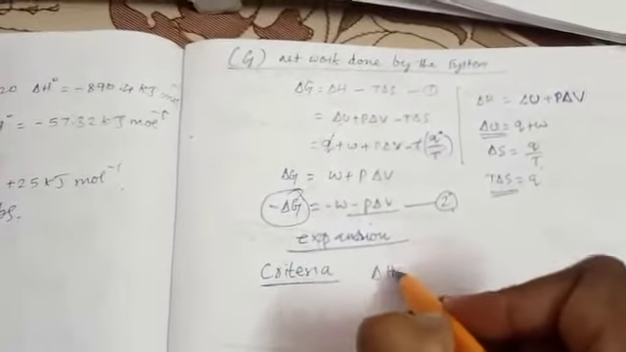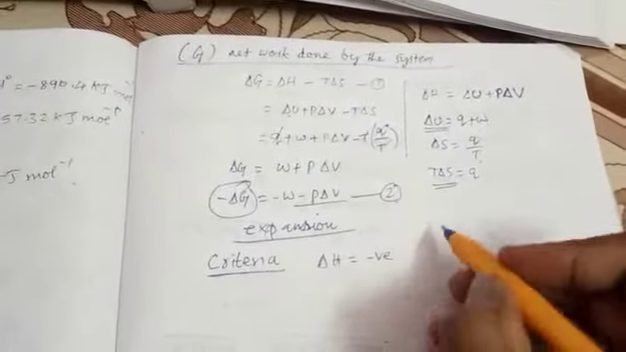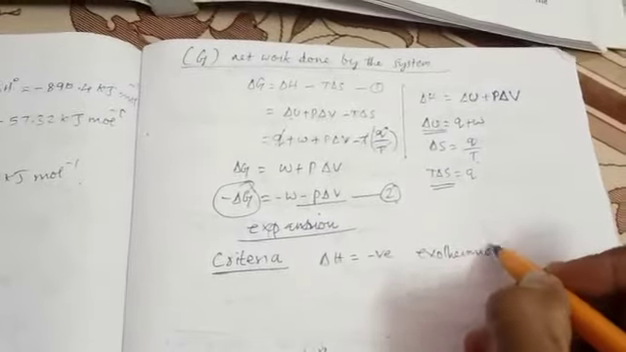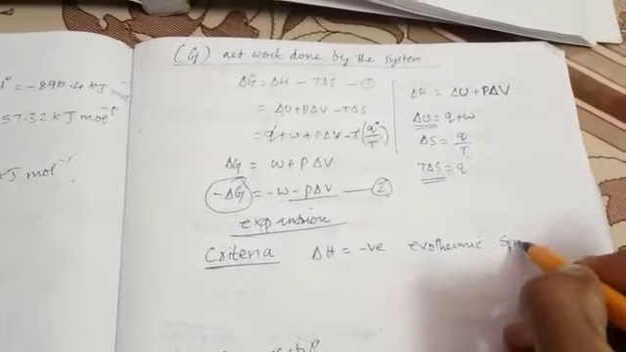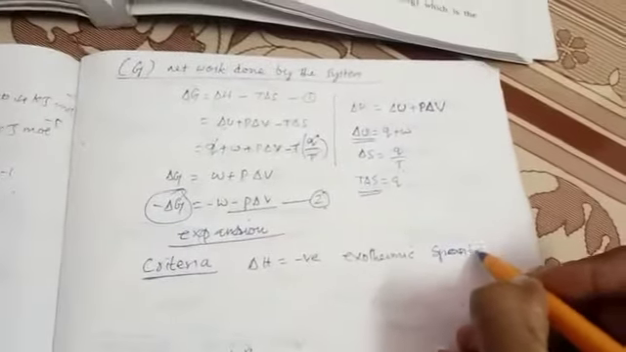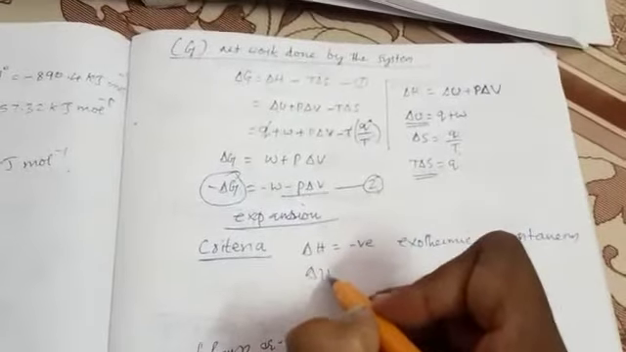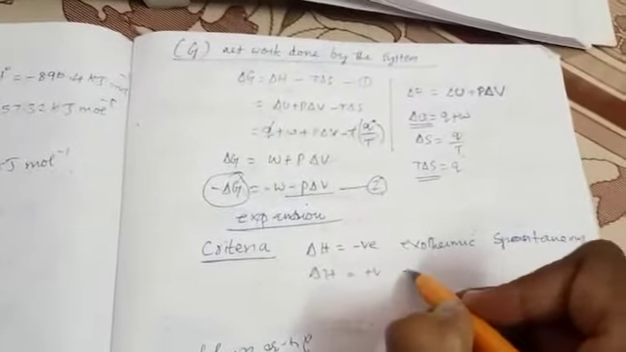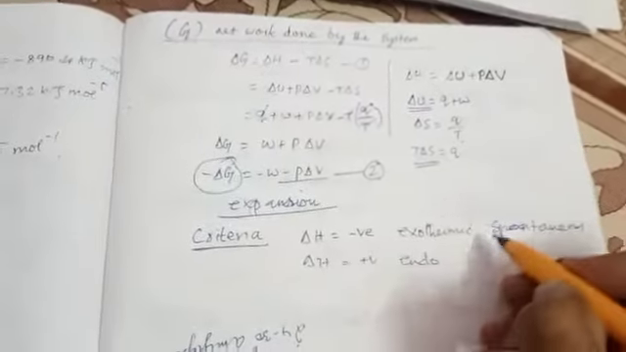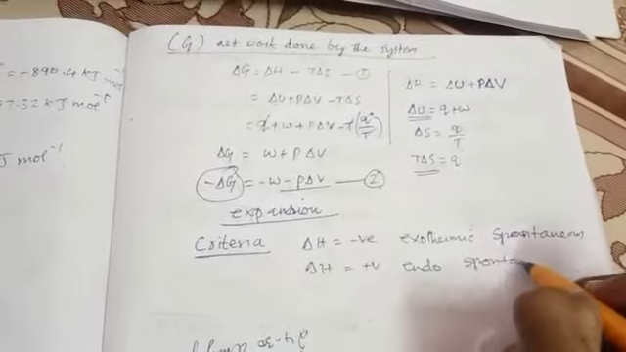Delta H value negative means the reaction process is exothermic and the reaction is spontaneous. Delta H value positive means endothermic and may occur spontaneously.